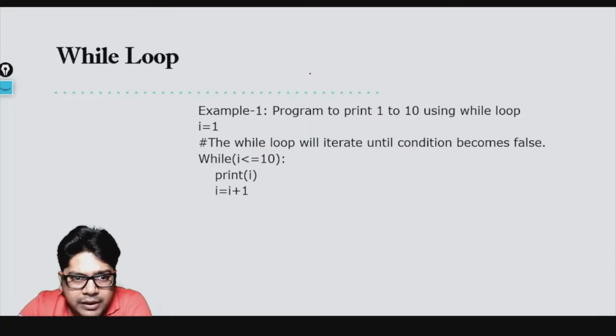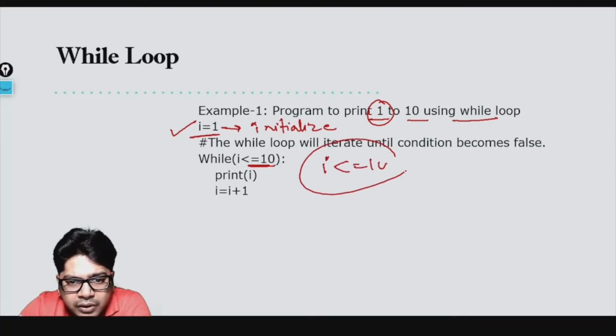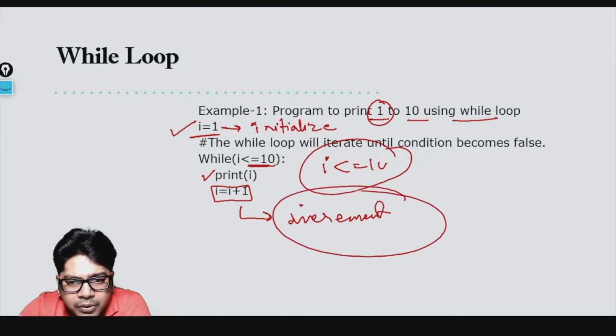Now have a look at the example: a program to print 1 to 10 using a while loop. Here, this is what I was talking about. We are writing i = 1. This is the initialization. We need to tell the computer that we are going to start from 1 because our numbers start from 1. Then we check a condition: i <= 10. As long as the value of i is less than or equal to 10, the loop should run and print i. And here this part, i = i + 1, is called increment. We need to increase the value of i also, otherwise the program will never stop.